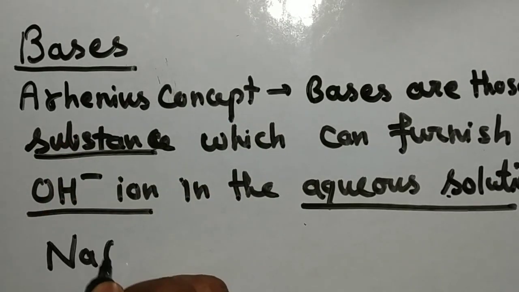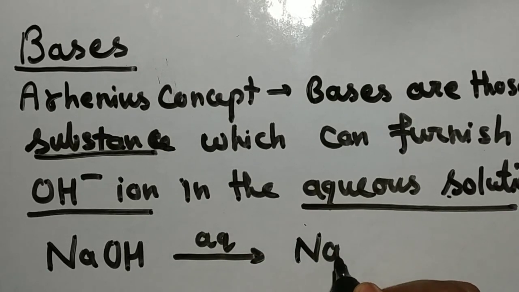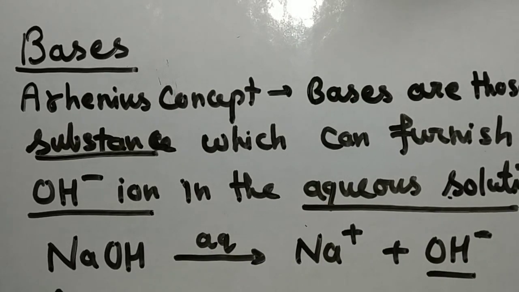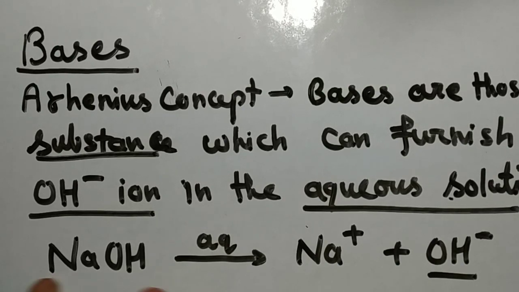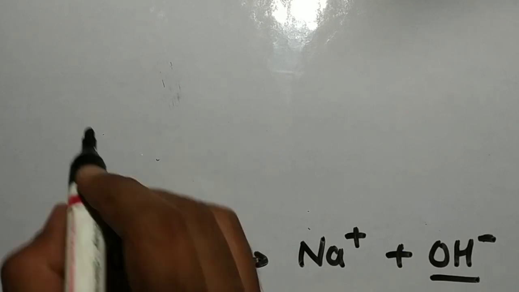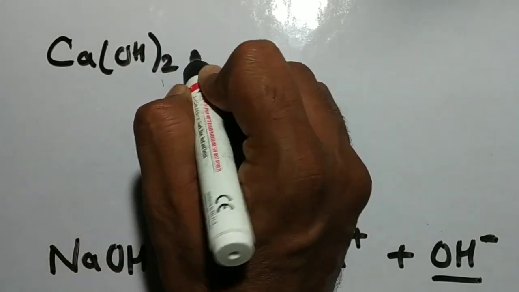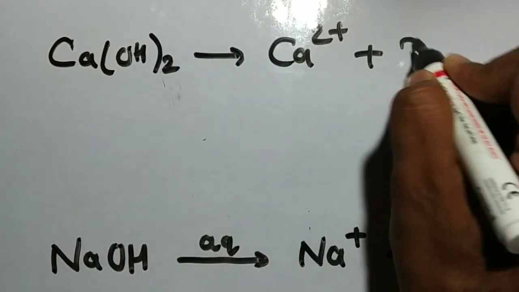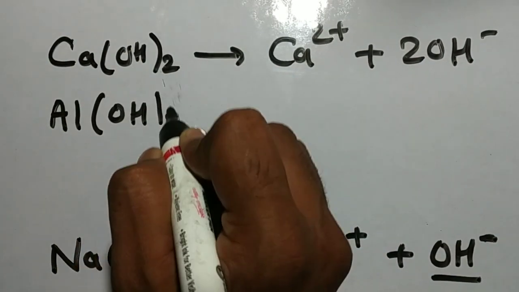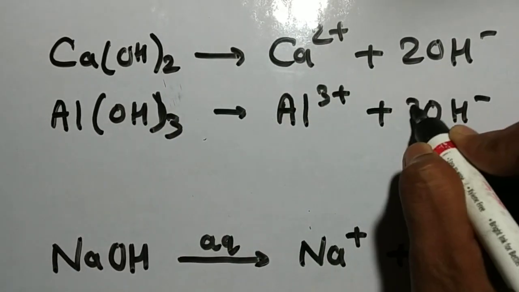For example, NaOH, this is sodium hydroxide. In the presence of the aqueous solution, it can furnish Na plus and OH minus ion. Similarly, if I take the example of calcium hydroxide, Ca(OH)2, it will give Ca2 plus and 2OH minus. In the similar case, aluminium hydroxide is capable of giving Al3 plus and 3OH minus.